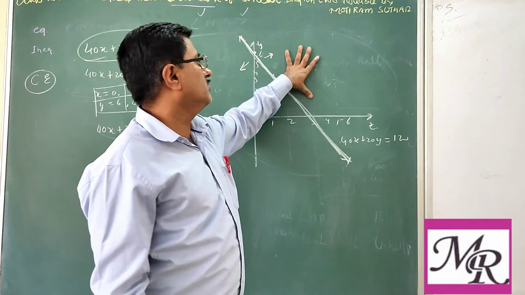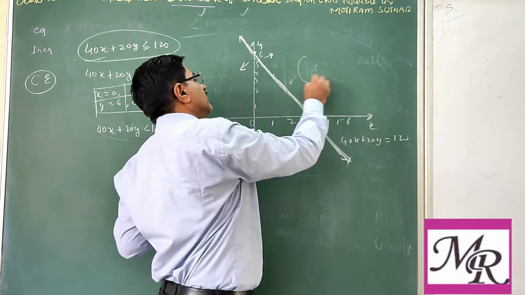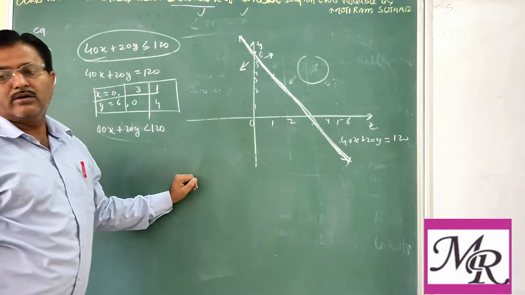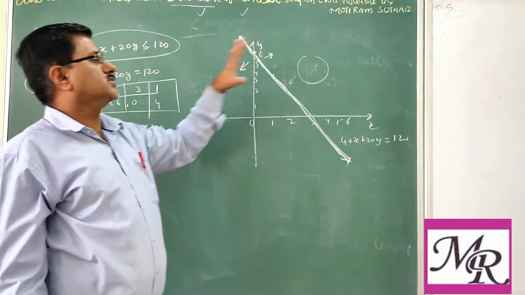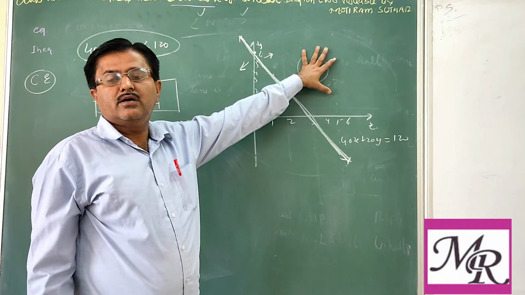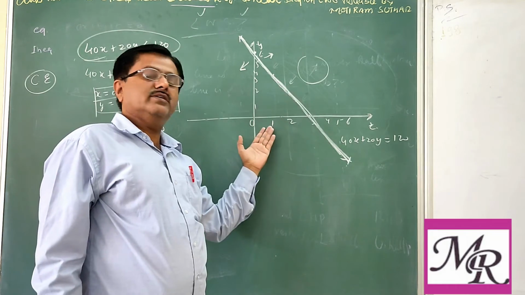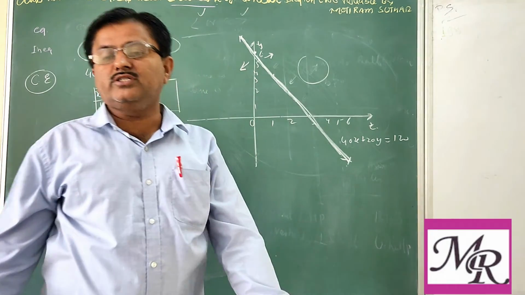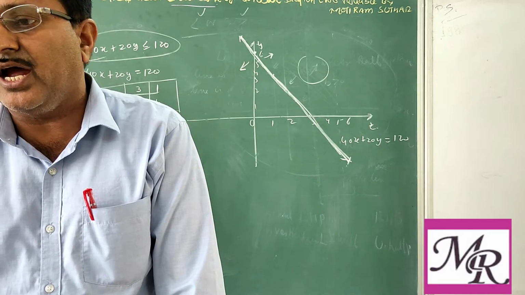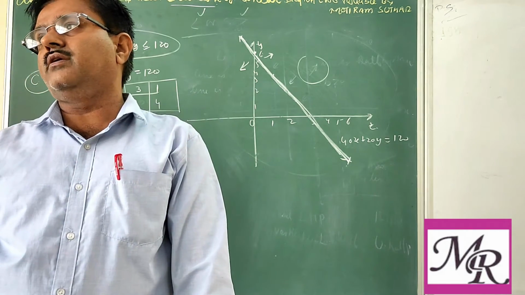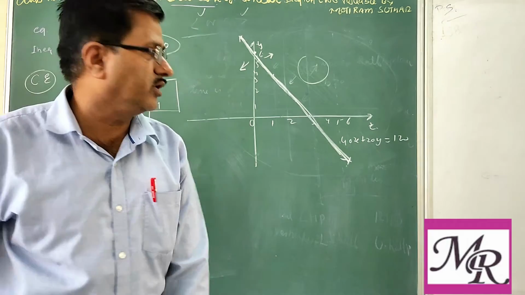Or secondly, you may take any point from the other side and put it here. If it is satisfied, then again the solution will be toward this side. If not, then the other side. So for easy calculation, generally we take that point as the origin. We take the origin.